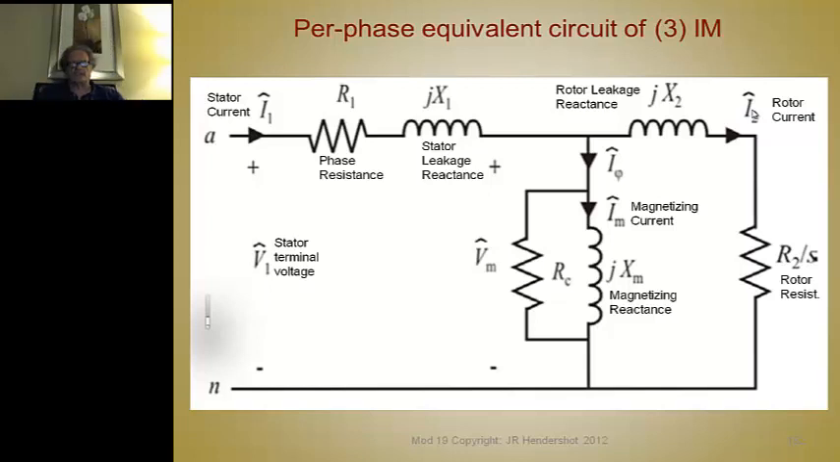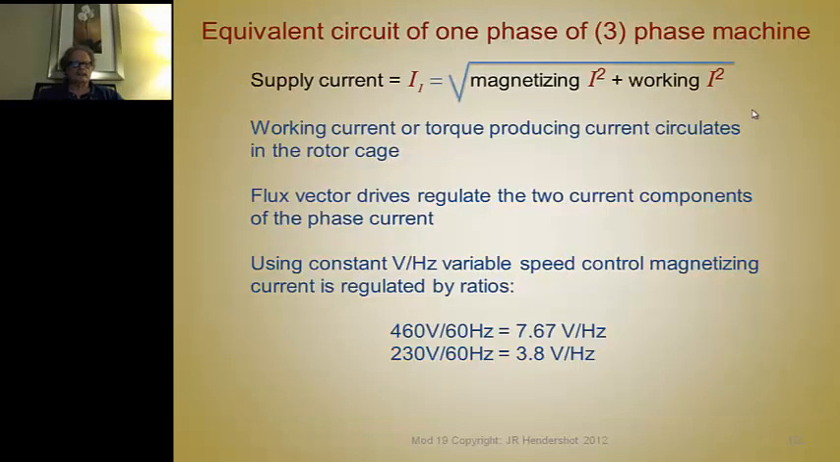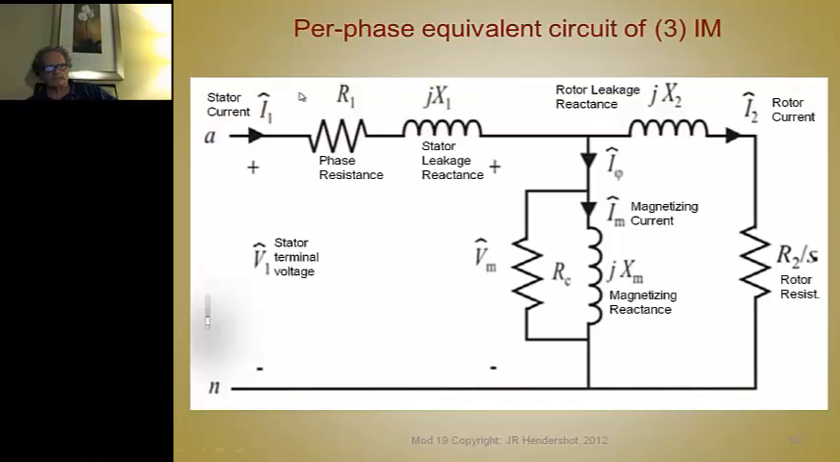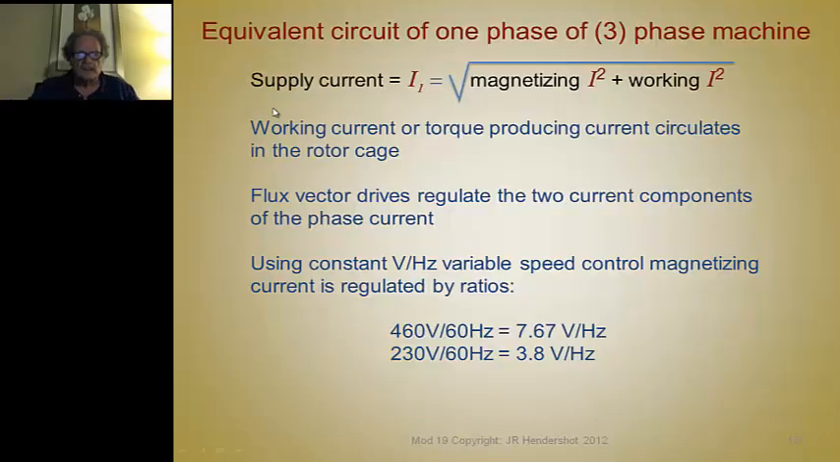So these values can all be measured with an actual motor, but they can also be calculated. And the supply current that we saw in the previous slide, the phase current or supply current, is broken up into these two current vectors, and that equals the magnetizing current squared plus the torque producing current squared. The root of those is the supply current. So the working current or torque producing current circulates in the rotor cage.